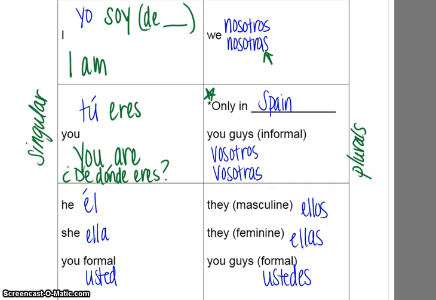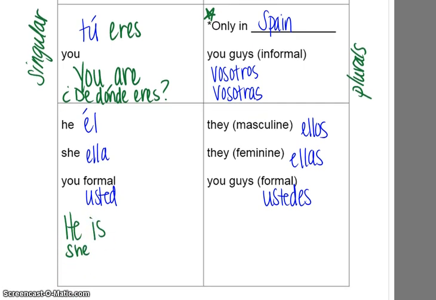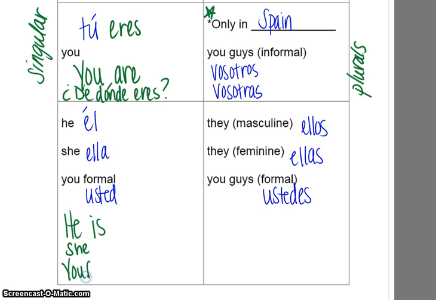I am from. Él and ella we haven't gone over, but we're going to make sentences saying he is, or she is, or you formal are. And that's all with the same word, which is why these guys all share the same box in the chart. Es. So él es, he is. Ella es, she is. Usted es, you formal are. And remember with that one, you're talking directly to someone.